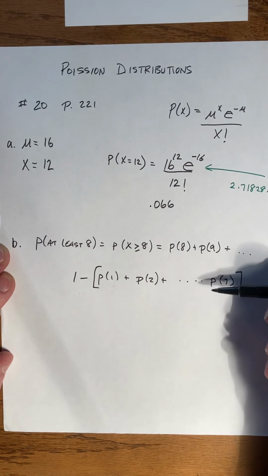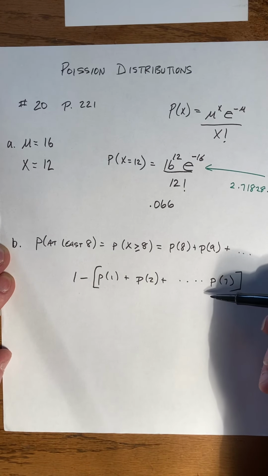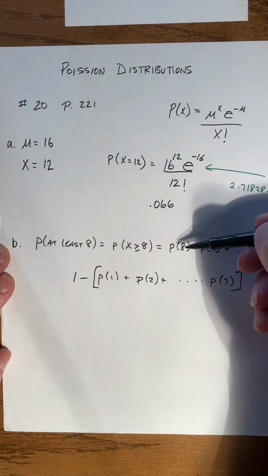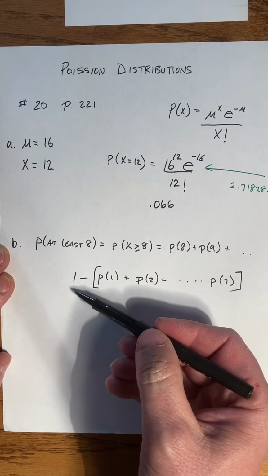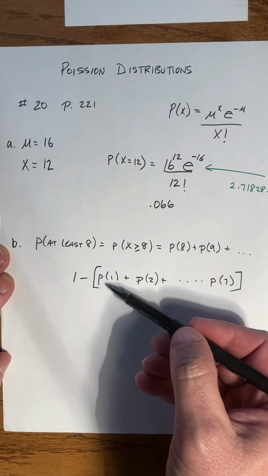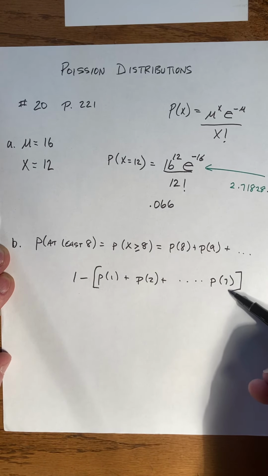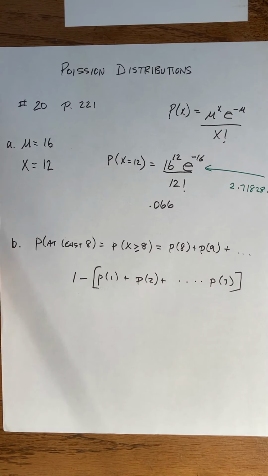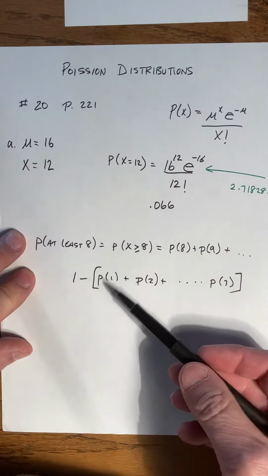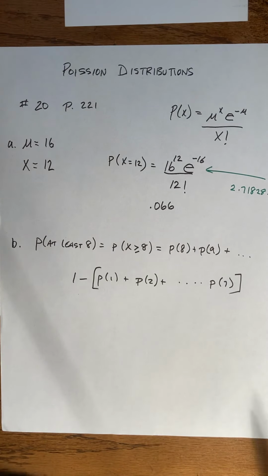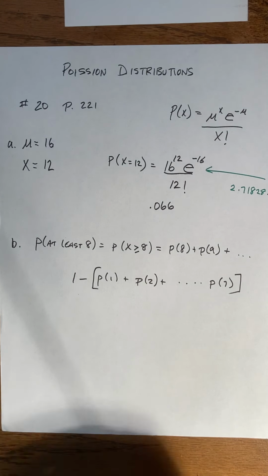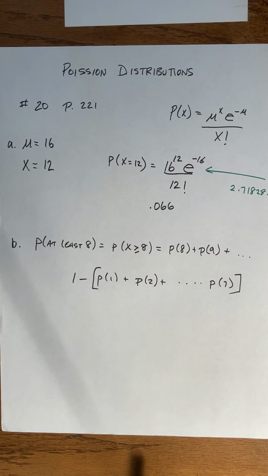Now that would mean we would have to do this formula over and over again. This is a complement, so 8 to infinity would be the same thing as 1 minus the probability of 1 to 7, because they're complements of one another, because all the probabilities are going to add up to 1. Well, we don't want to do this 7 times, and we don't want to do this an infinite number of times, even though the higher you go, you'll start to zero out on some of them.